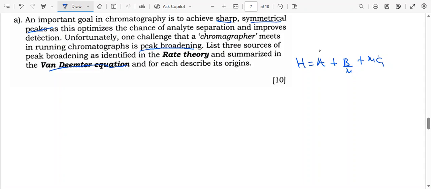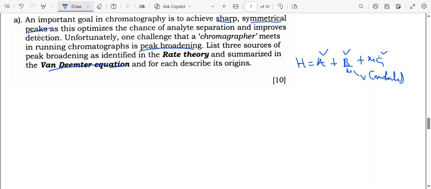Then we said A is the eddy diffusion, B is the longitudinal diffusion, and C is the mass transfer. U is the mobile phase velocity. So that's what is there in the van Deemter equation.